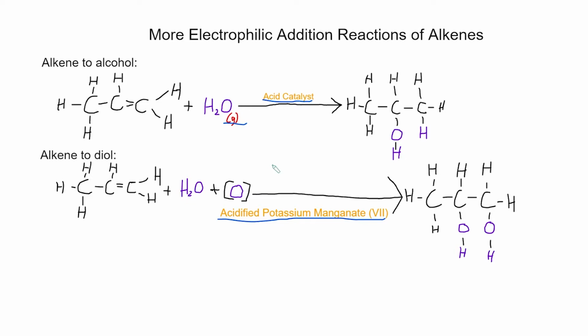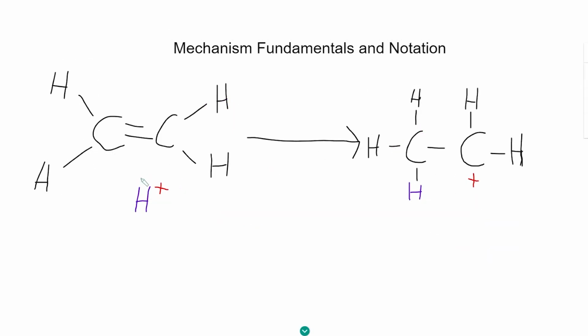For these mechanisms, we show this transfer by drawing curved arrows. Let's take a super basic example. Here, a positively charged hydrogen ion is attracted to the area of electron density around the silver bond. We can mark that area of electron density with a delta minus.